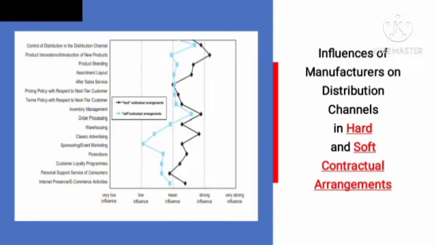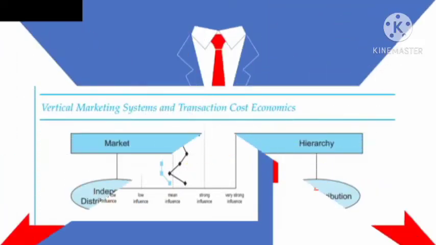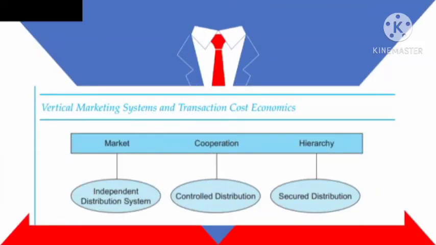So to make the long story short, I will show you the basic visualization of those distribution systems. The independent distribution system is commonly used in a market, controlled distribution is used in cooperation, and secure distribution is indicated in a hierarchy, which means that these are the vertical marketing system and transaction cost economics.